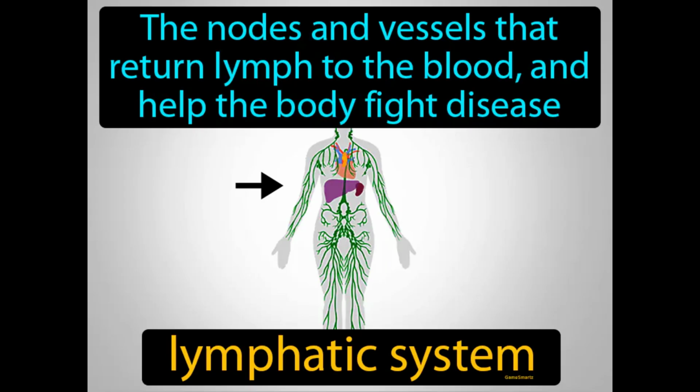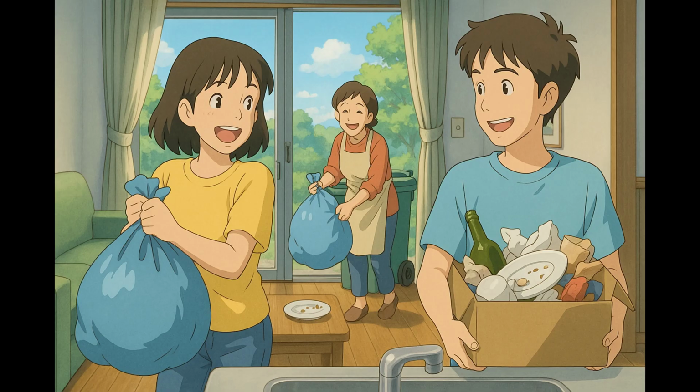The nodes and vessels that return lymph to the blood and help the body fight disease. Lymphatic system. The lymphatic system is a network in the body that helps remove waste and fight infections. Imagine you're cleaning up your house after a party, gathering all the trash and leftovers to take them out to the garbage bins. Just like you collect and dispose of waste to keep your home clean, the lymphatic system collects excess fluid and waste products from tissues and returns them to the bloodstream, while also filtering out harmful substances.